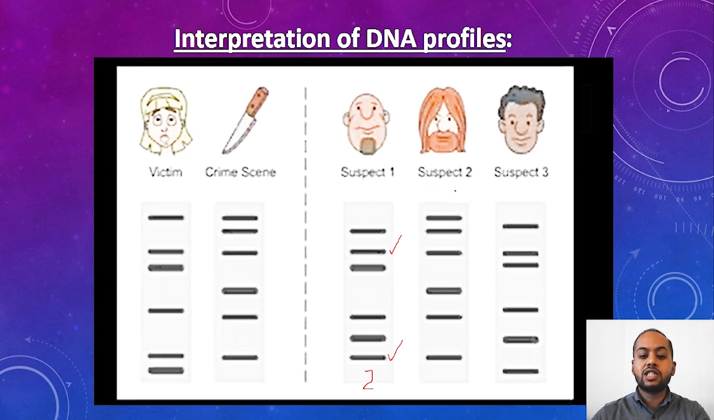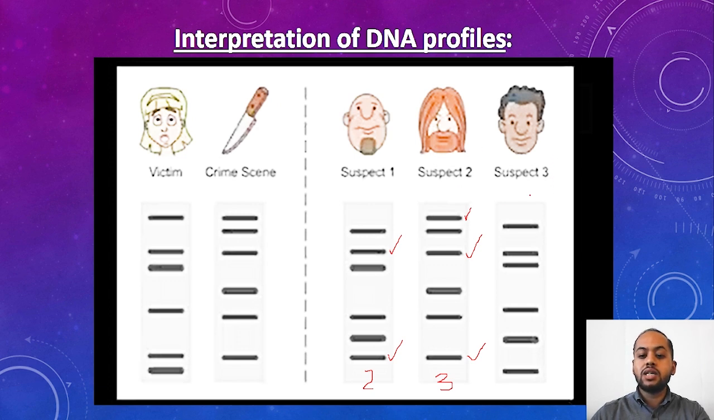I now go on to suspect 2. The first bar matches both the crime scene and the victim, so I can tick it. The second bar only matches the crime scene. I can't take it. The third bar matches the crime scene and the victim. Fourth bar only matches the crime scene. I cannot take it. The next bar only matches the crime scene. I can't take it. The last one matches the crime scene and the victim. Therefore, I tick it. And how many bars were matching? There were 3 bars matching.